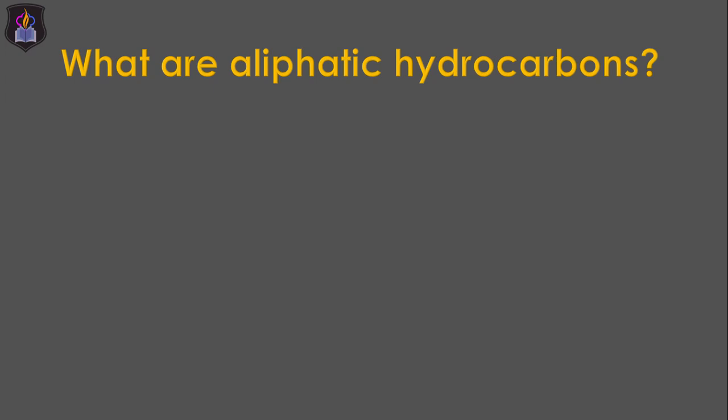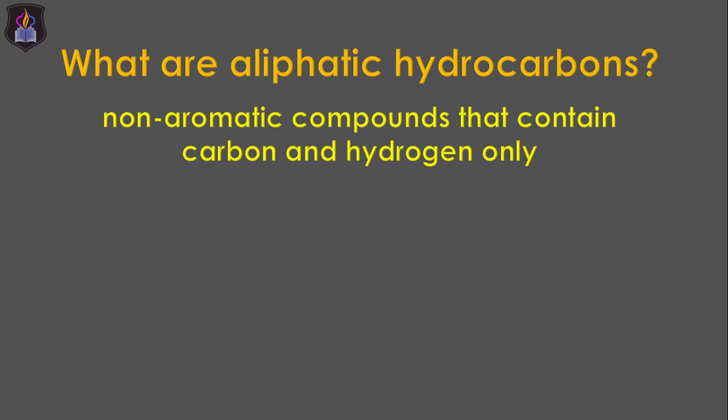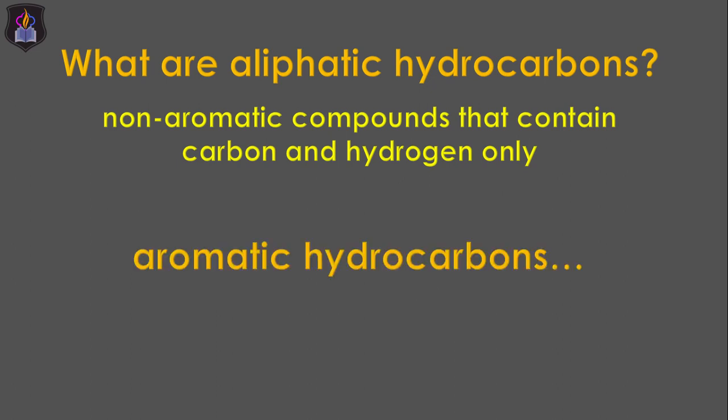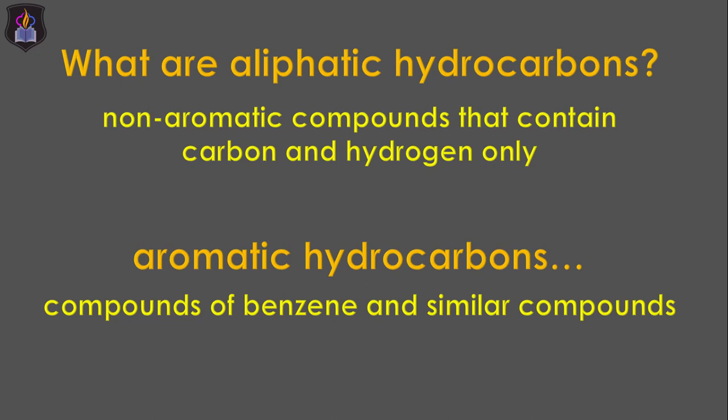Before we continue, let's look at what acyclic aliphatic hydrocarbons are. Aliphatic hydrocarbons are non-aromatic organic compounds that contain carbon and hydrogen only. They can either be acyclic, for example alkanes, alkenes, and alkynes, or cyclic, for example cycloalkanes, cycloalkenes, and cycloalkynes. On the other hand, aromatic compounds are compounds of benzene and similar compounds.